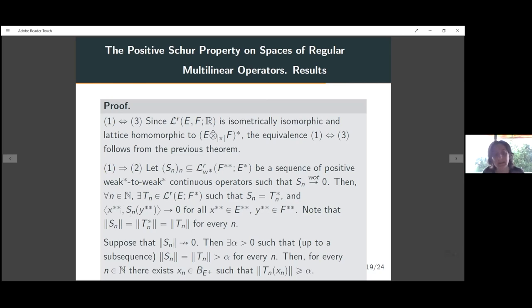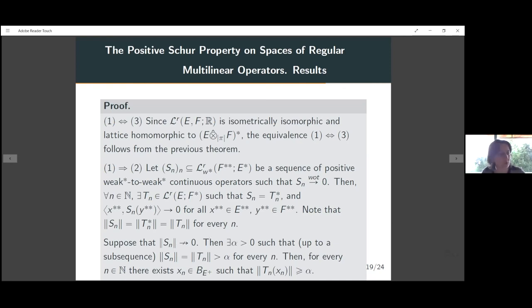And hence this is a functional on E star, applied on an element of E star, and according to WOT convergence to zero, this converges to zero. And we also note that the norm of Sn is, of course, the norm of Tn adjoint, and the adjoint has the same norm as the initial operator. So we have these equalities here. Well, we need to gather that this goes in norm to zero to have the WOT PSP property for this space.